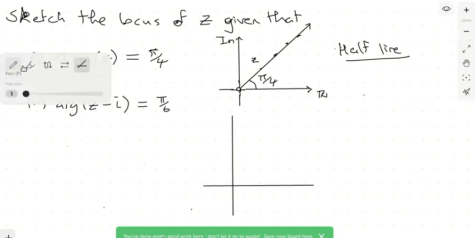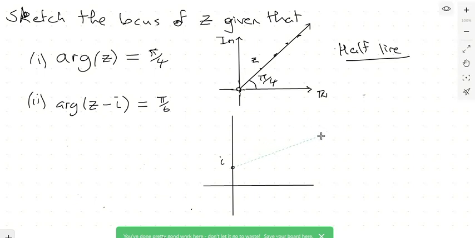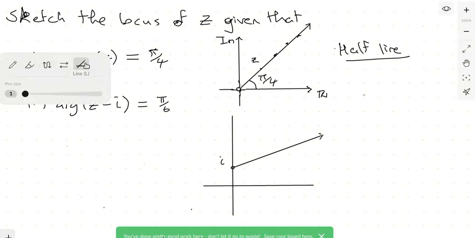Now we're dealing with z minus i here, which moves us immediately up to i on the complex plane. And then we want, now it's pi over 6, that's about 30 degrees, so it's going to be something like that. We just want all points on that line now. It helps sometimes to dot the line down here.